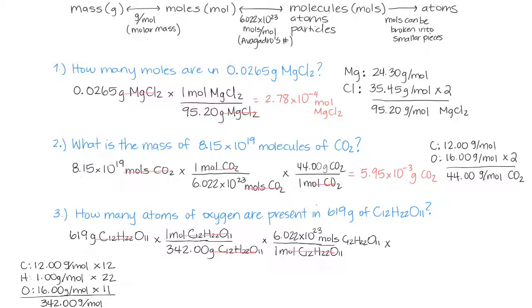But we want to go one step further. We're looking for how many atoms of oxygen that is. And so in 1 molecule of C12H22O11, there are 11 atoms of oxygen. And that just comes from the formula. Cancel out molecules, and we're left with atoms of oxygen. We get 1.20 times 10 to the 25th atoms of oxygen.